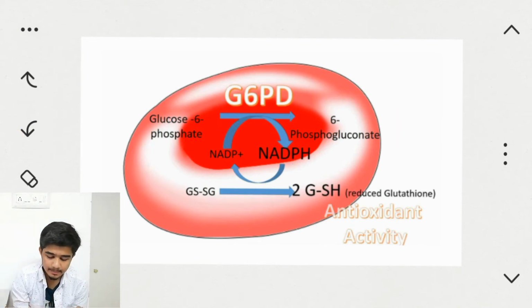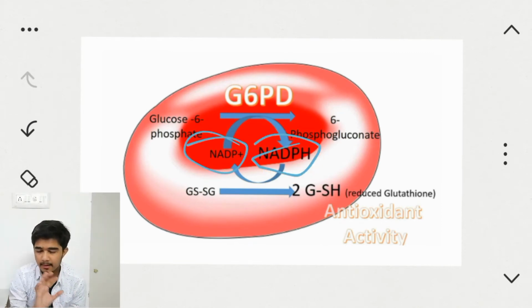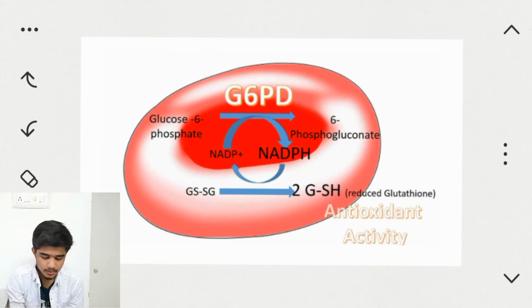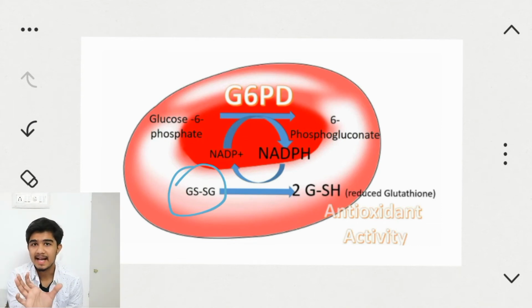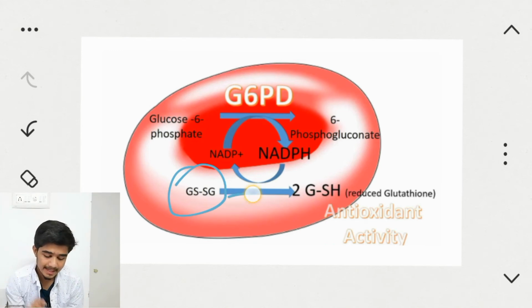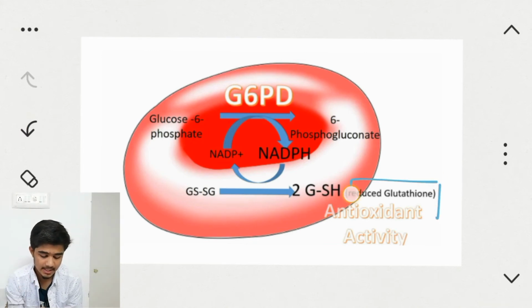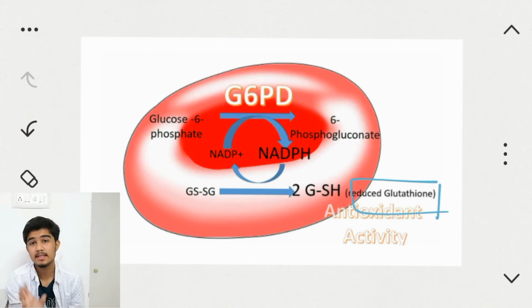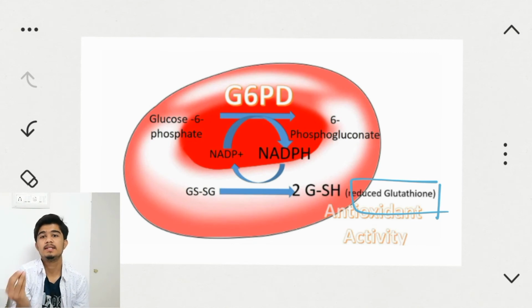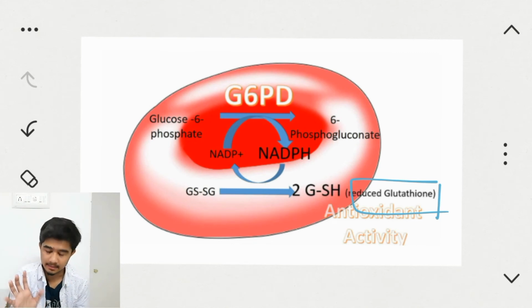Along with that, NADP plus is converted into NADPH. Now what is the role of NADPH here? NADPH converts GSSG, meaning glutathione disulfide. One GS molecule and another SG molecule are joined by a sulfide bond, and that glutathione disulfide is converted into reduced glutathione by the coenzyme NADPH. Glutathione has antioxidant property; it reduces oxidative stress and free radicals in our body.